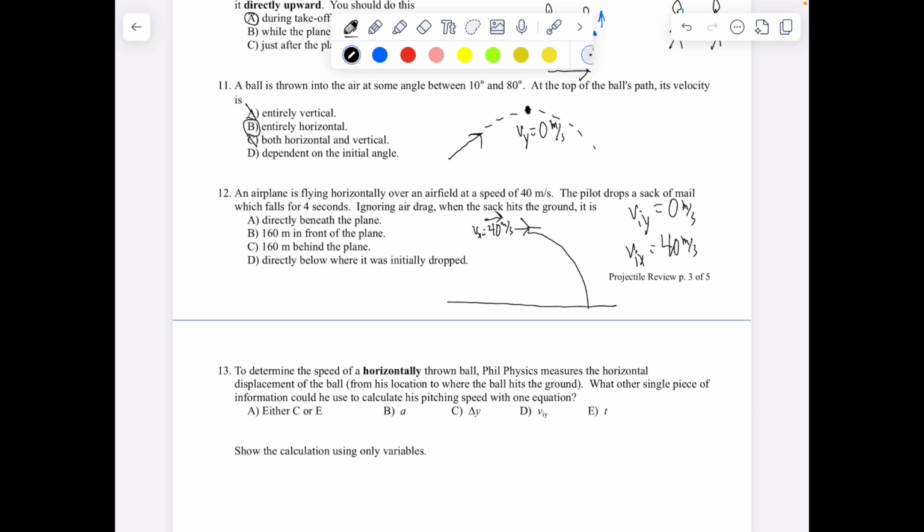So here, when the sack hits the ground, it is going to be directly beneath the plane. The reason for that being, the sack of mail is moving 40 meters per second with the plane. The plane is moving 40 meters per second. Once it is dropped, it is still at the speed that the plane dropped it, at that 40 meters per second. This component is not going to change. Our acceleration in the x is 0. So, since it is moving at the same speed the plane is, it will fall and land right beneath the plane.